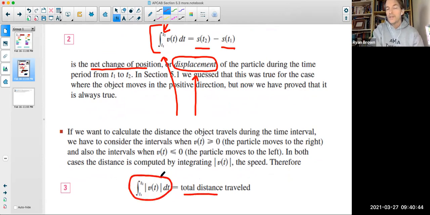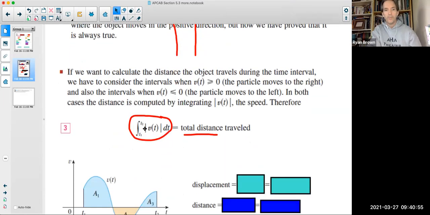If you're putting this into the calculator, it's very easy. Just use your absolute value button, plug in the integral, and you're good to go. But if we do it by hand, it is a little bit trickier because we have to take into account, like we said, where is it going, positive or negative?